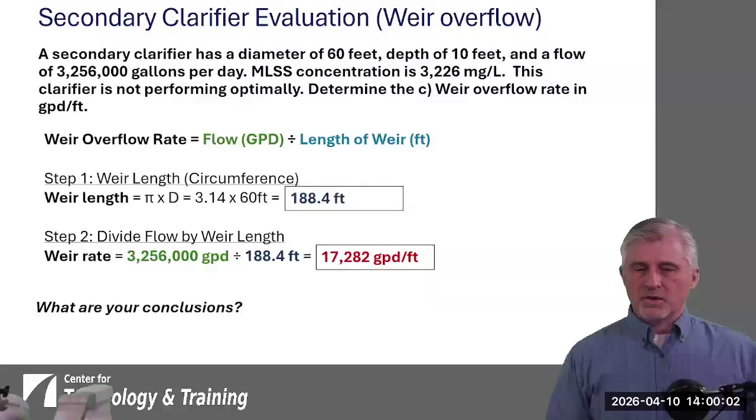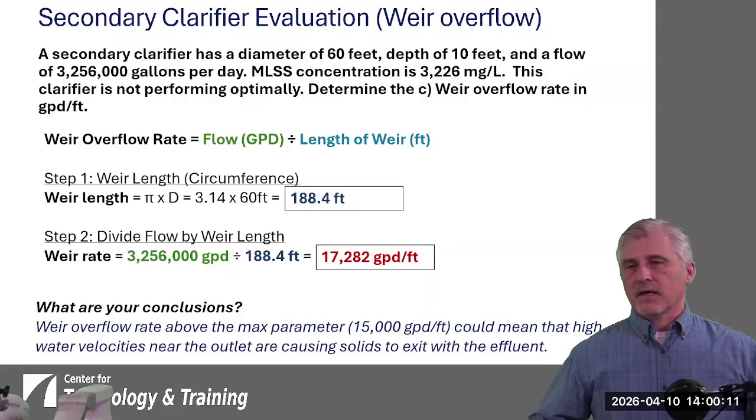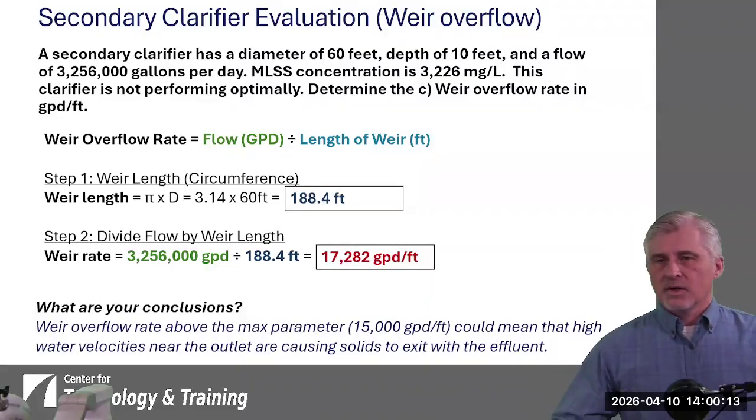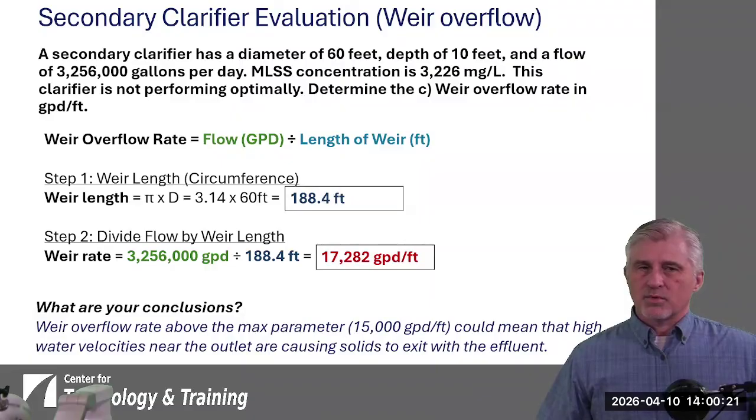So when we look at that weir overflow rate, the top of our recommendation is 15,000 gallons per day per foot. That tells us that our water is probably flowing at too high velocities, and those solids are probably going to be exiting our secondary clarifier and going into our effluent. So we would need to make some process changes.